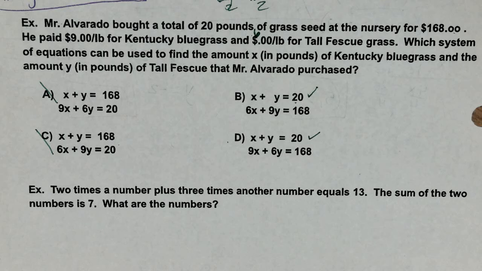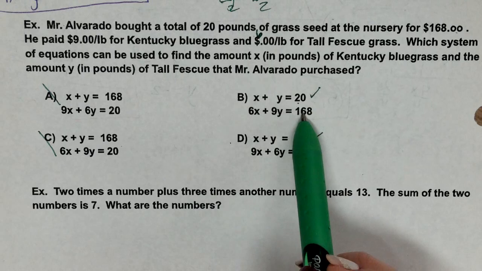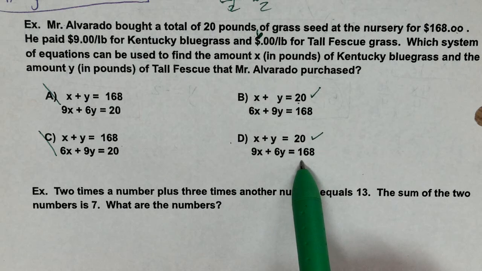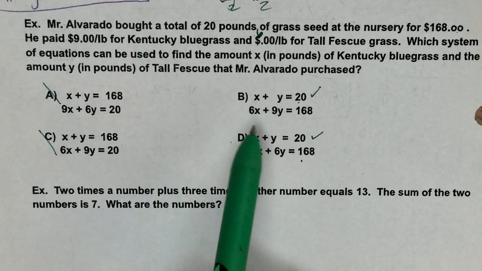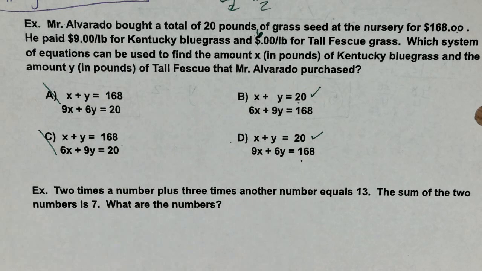The next equation is going to be for the money. So the cost of the bluegrass plus the cost of the, what's the other one? Fescue grass is going to equal the cost, which is $168. Well, both of them say $168, so they're good there. One of them costs $6 per pound and one of them costs $9. Did they both use those? Yes. So how do I know which one's right?